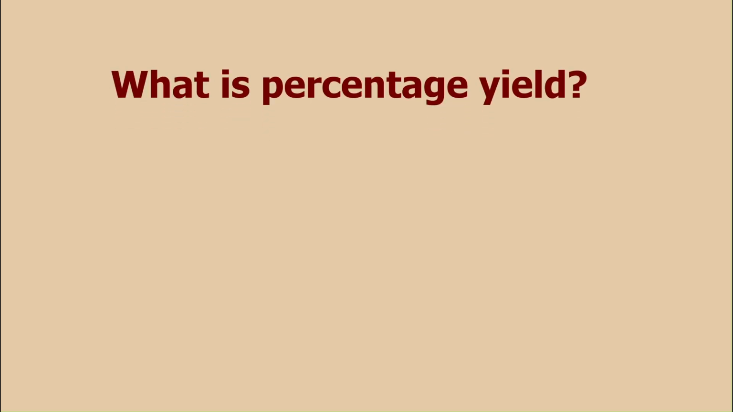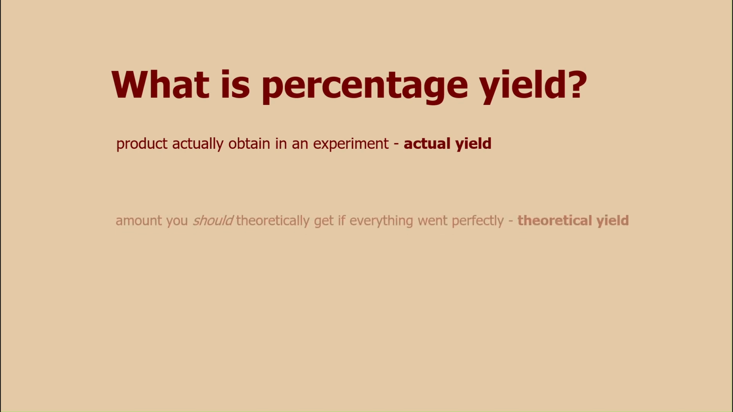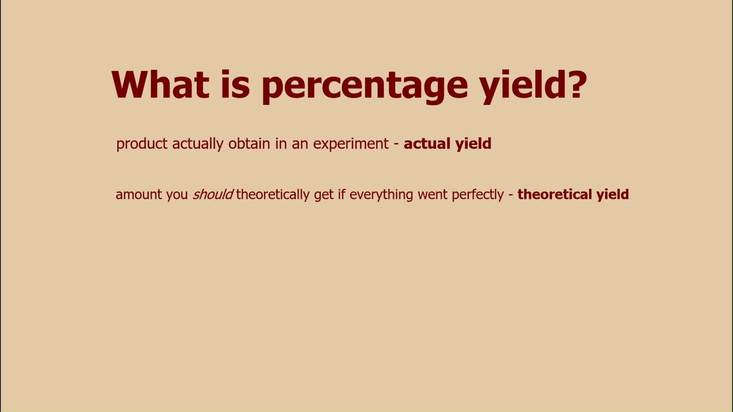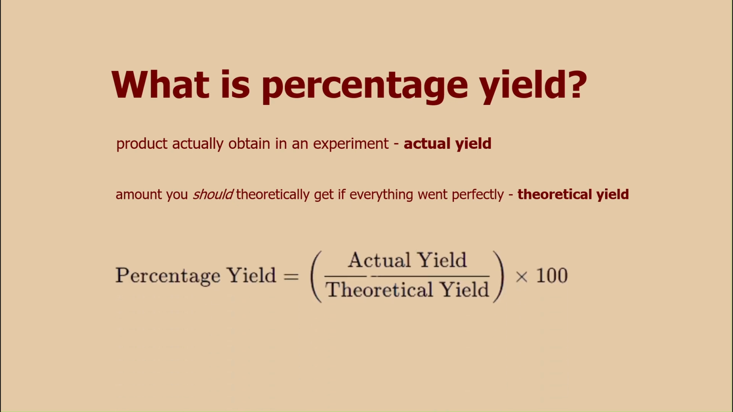What is percentage yield? Percentage yield compares the amount of product you actually obtain in an experiment, the actual yield, to the amount you should theoretically get if everything went perfectly, the theoretical yield. The formula for percentage yield is equal to actual yield divided by theoretical yield, multiplied by 100.